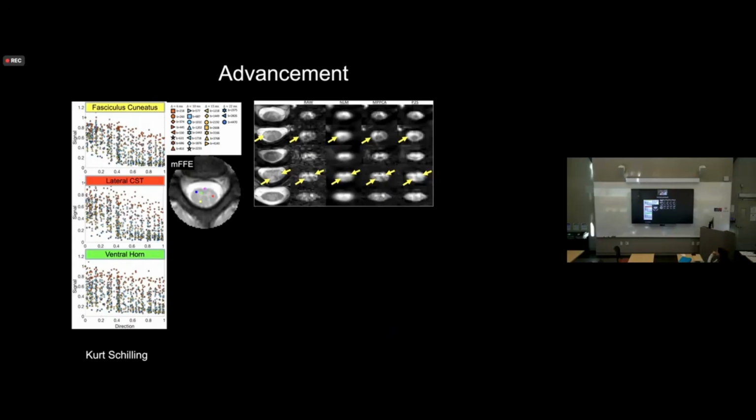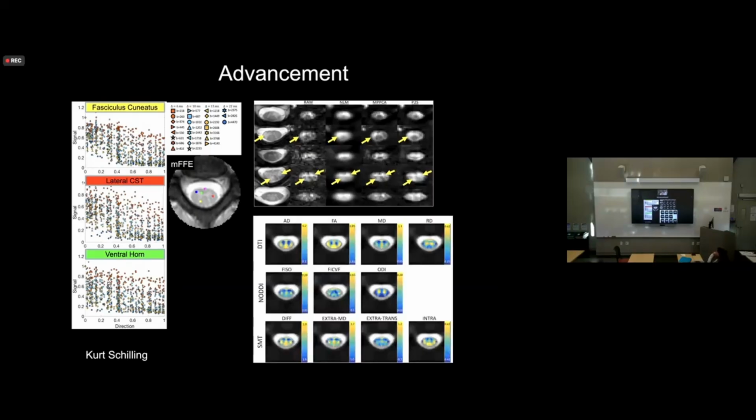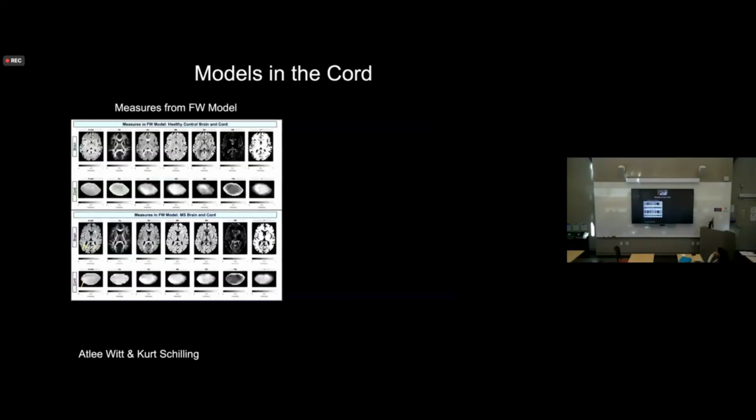So it's not inconceivable to acquire a lot of data and be able to fit a lot of different models and get information out of the cord, especially in patient populations, and generate maps of various things: extra-axonal mean diffusivity, intra-axonal diffusivity, axonal volume fractions. We can do all sorts of things with that, and we can start to compare those with the brain and spinal cord and look and see what's different.